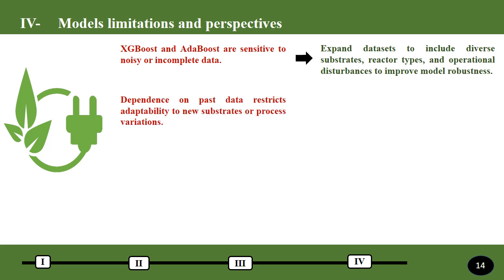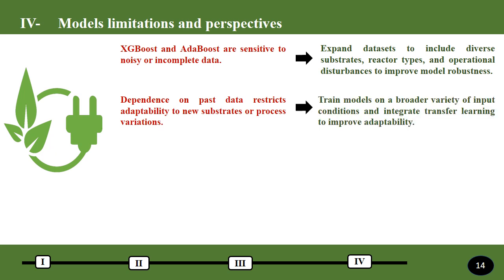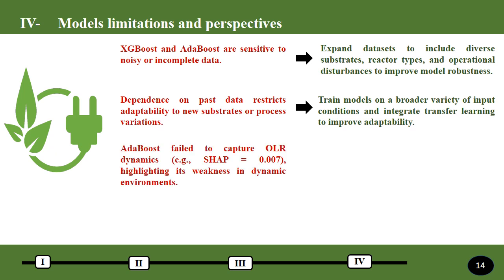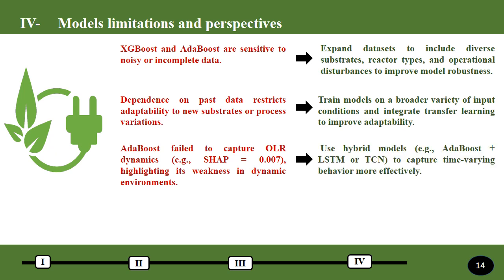And also, the dependence on past data restricts the adaptability to new substrate or process variation. So, we suggest to train models on a broader variety of input conditions and integrate transfer learning to improve adaptability. Also, the AdaBoost failed to capture organic loading rate dynamics, which has a SHAP value equal to 0.007, highlighting its weakness in dynamic environments. So, the use of hybrid models like AdaBoost plus LSTM or TCN to capture time-varying behavior more effectively.